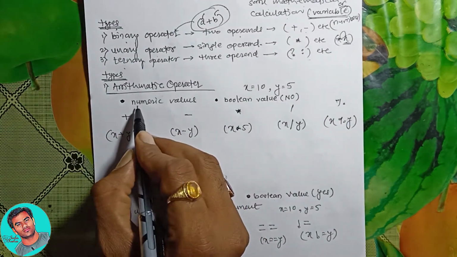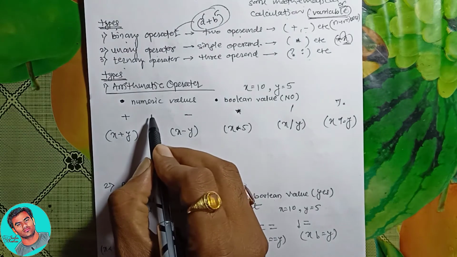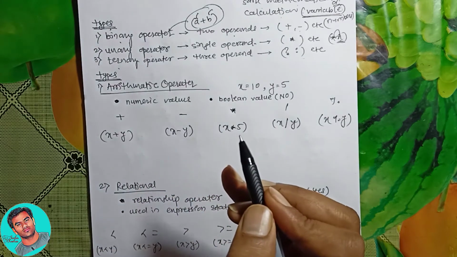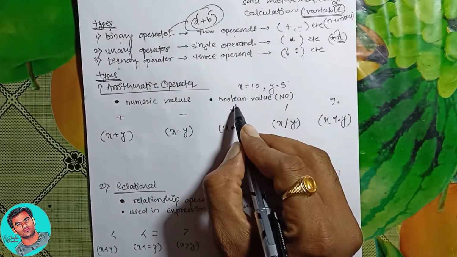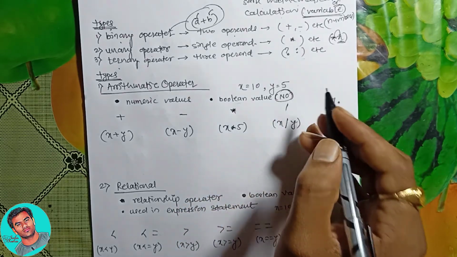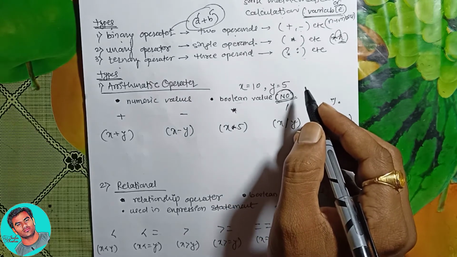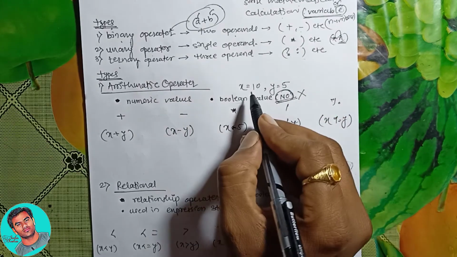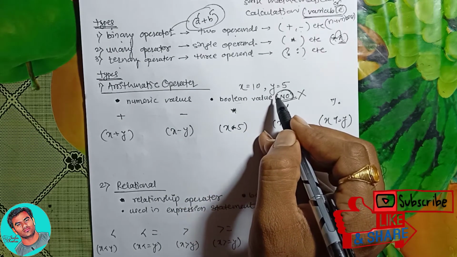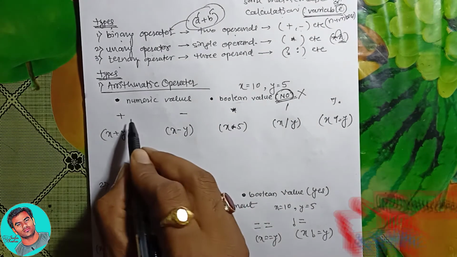So the first one is the arithmetic operator. An arithmetic operator only performs on numeric values, and it does not work on a boolean value, or it does not return any boolean value. Now here, for example, x equals 10 and y equals 5, and we are going to perform arithmetic operations.